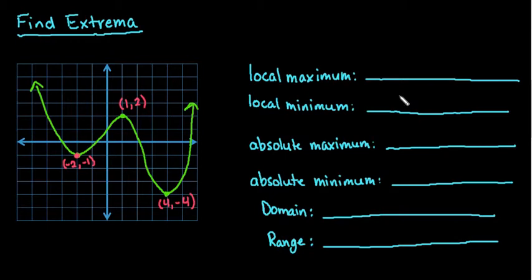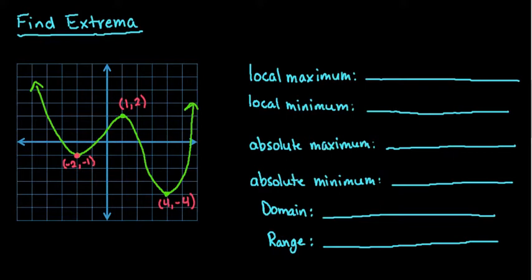Hi, for this video we're going to find the extrema again. We're going to look for the local maximum, local minimum, and absolute minimum. You could also have in your courses where a local max or min is also known as a relative max or min, and an absolute max or min is also known as a global max or min.